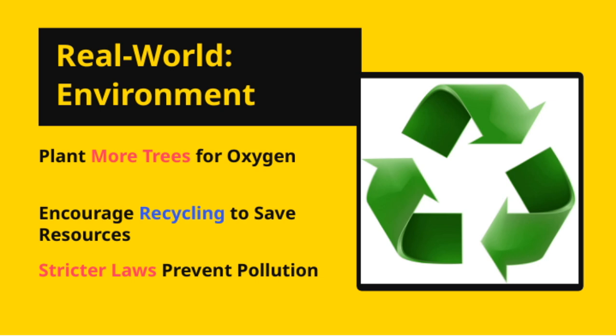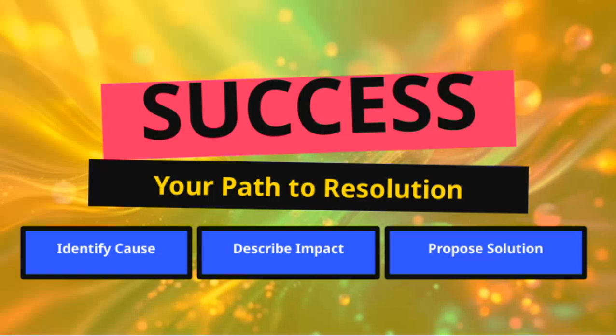These actions are real-world examples of how we can make a positive impact. They all tie back to the overall goal of creating a healthier, more sustainable environment for everyone. Let's walk through the final step in our process. First, we need to propose a solution that addresses the core issue we've identified. This means thinking creatively but practically about how to resolve the challenge at hand.